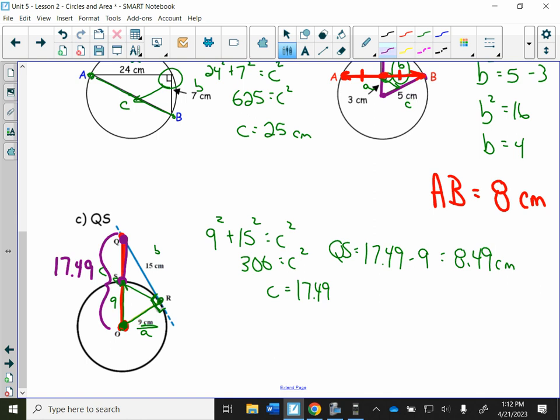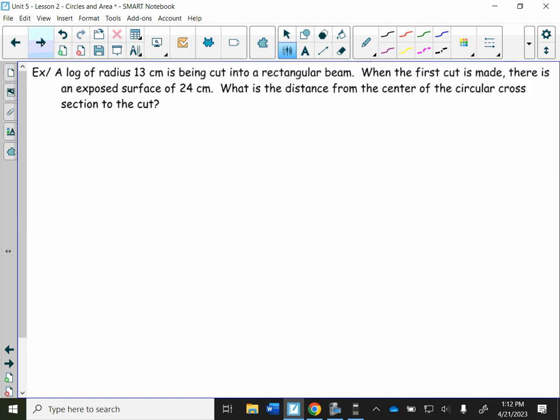Okay, so some applications of Pythagoras. Good practice from yesterday. Okay, we're going to move into the next topic now. We're going to talk about, actually, I got one word problem for you guys first. Okay, we got a log, a radius, 13 centimeters.